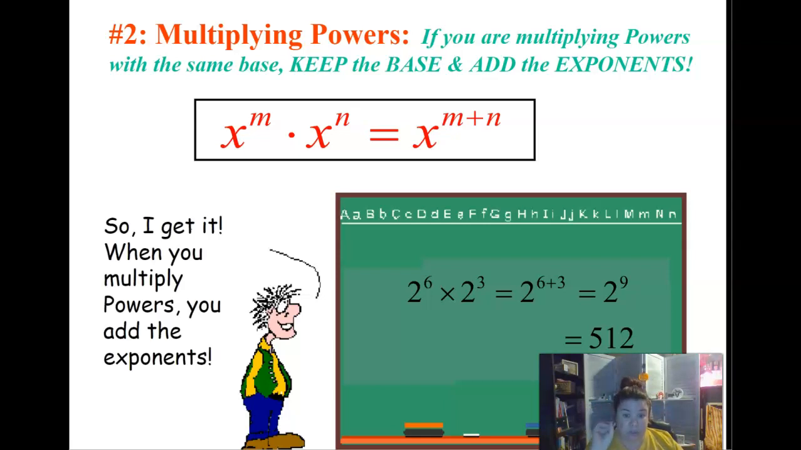So when you multiply powers, you add exponents. Write that down. When you multiply powers, you add exponents. So pause this if you need to. Get this written down. And always write down an example too. Because when you write down the example, you don't have to go back and be like, oh, I don't remember what that means. Okay, write down the examples.